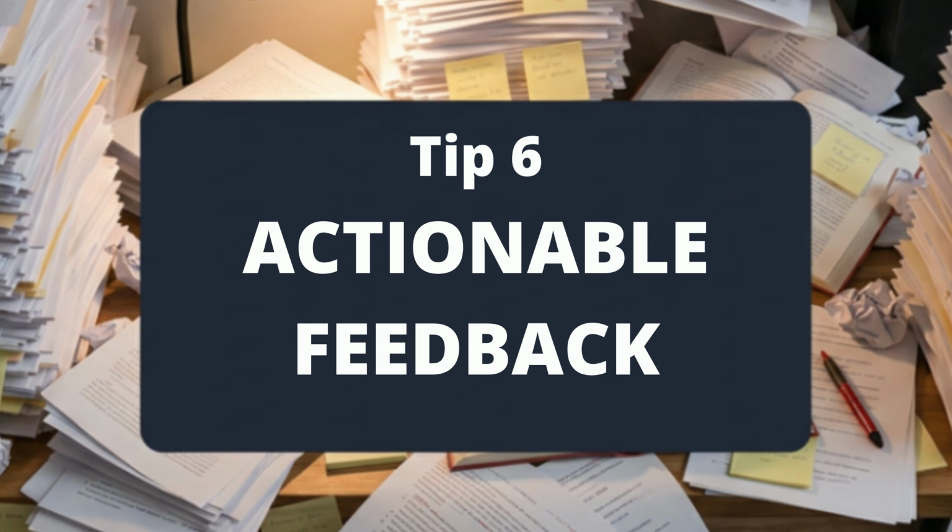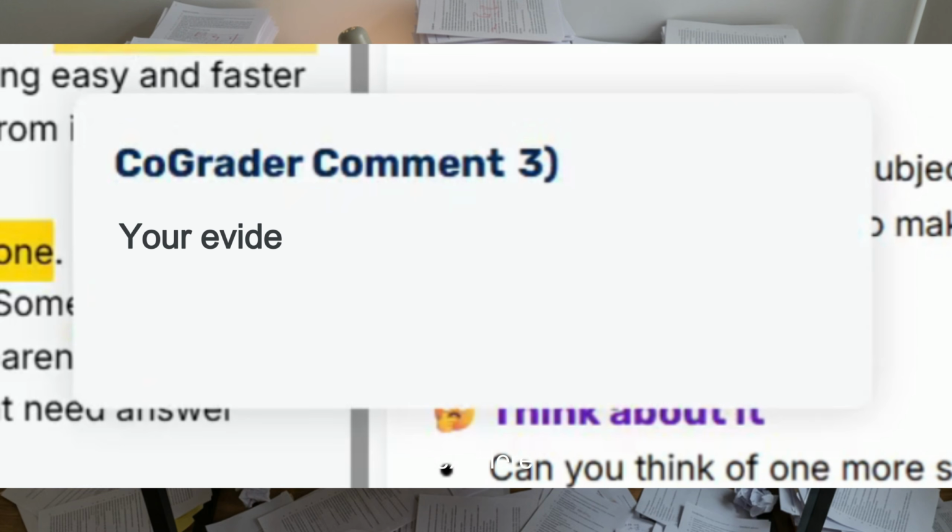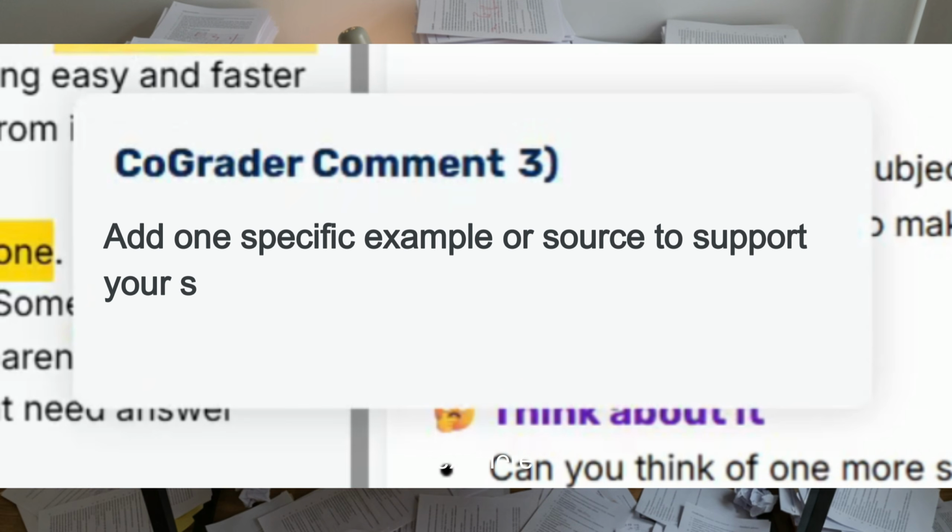Make feedback actionable. Here's another simple rule. Don't just tell students what's wrong. Tell them what to do next. Compare these 2 comments. Your evidence is weak versus add one specific example or source to support your second argument. The second comment is much more useful.